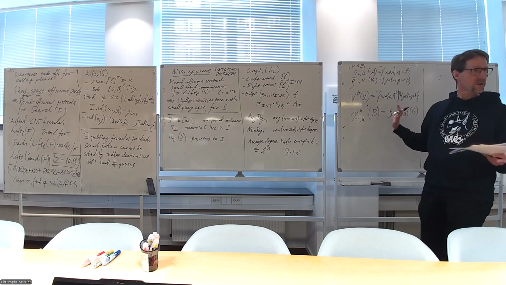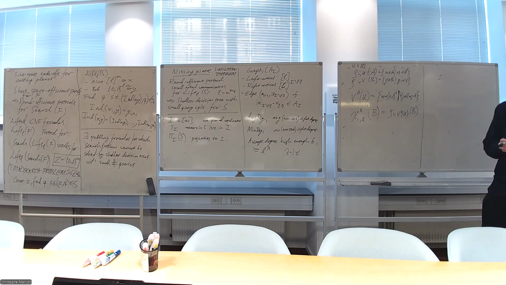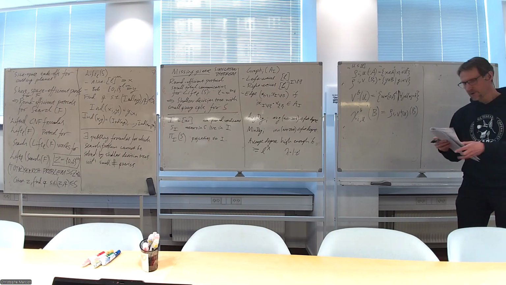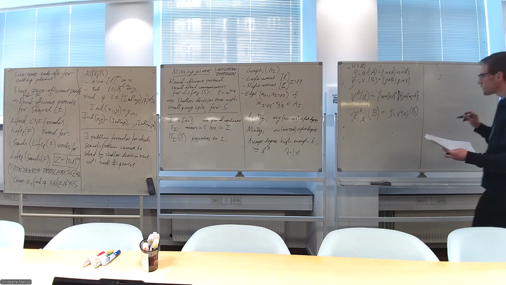Is it all crystal clear, or should we do a small toy example just to get a hang of what this is? I was proposing to do a small toy example, maybe. Yeah, maybe for chi_B. So here's an example.